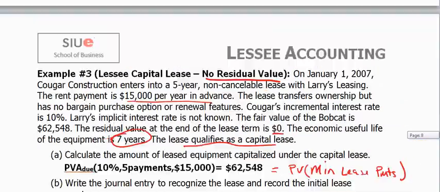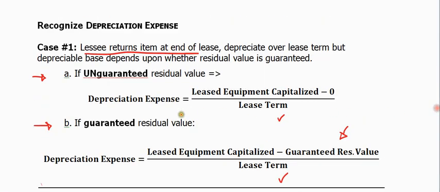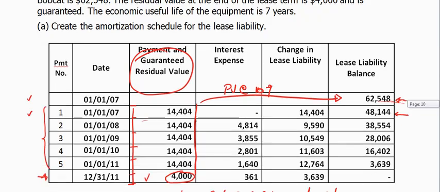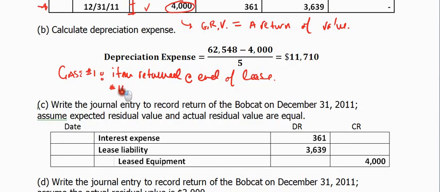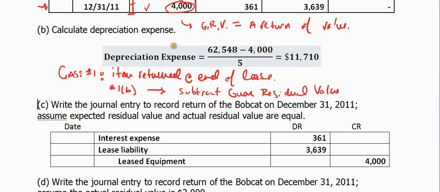Was it A or B? I think it's B. Let's go look. We're going up here. Yeah, B, case 1B: guaranteed residual value. Subtract the guaranteed residual value. So at 12/31/11, you'll have accumulated depreciation of $62,548 less the $4,000, which is accumulated depreciation of $58,428.